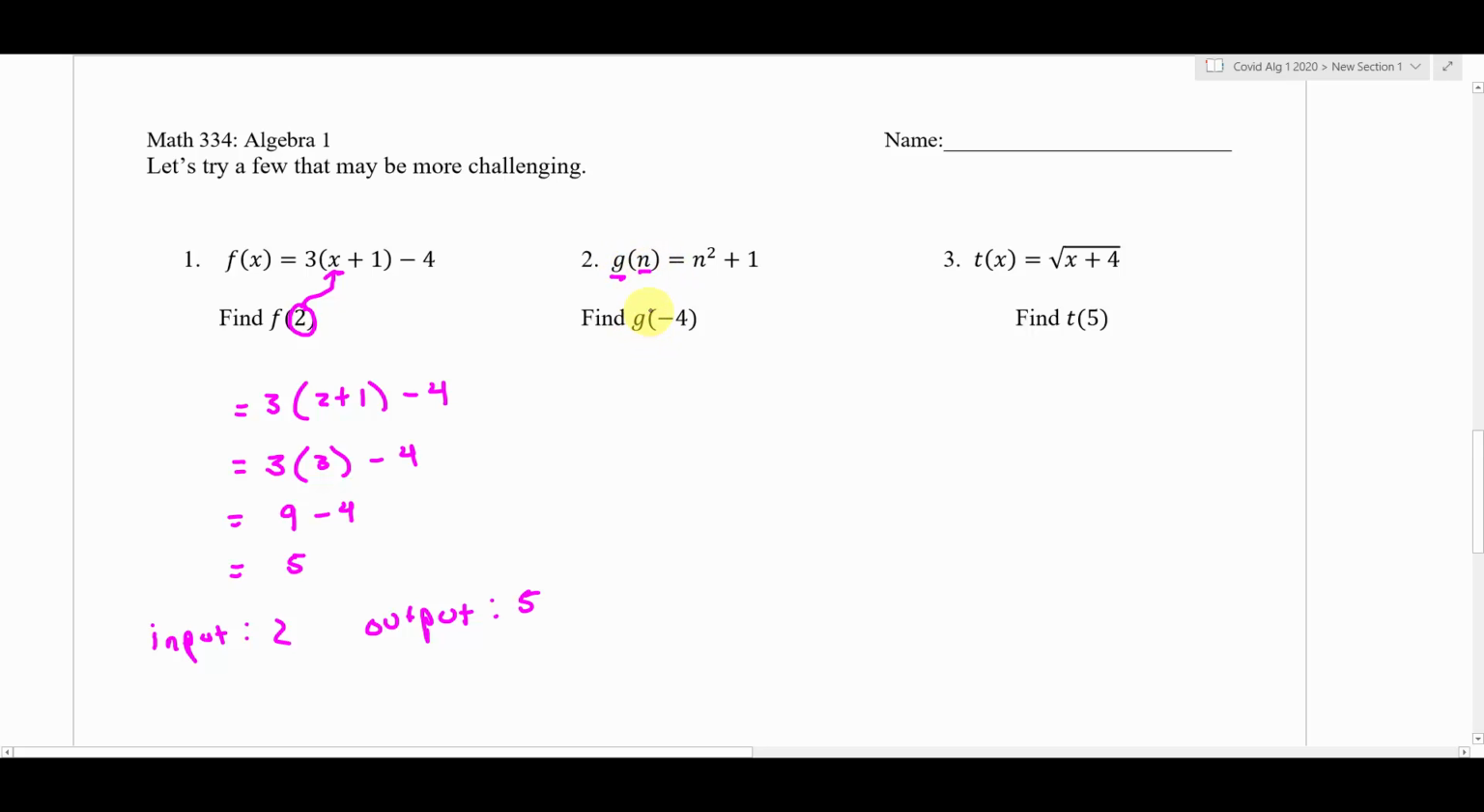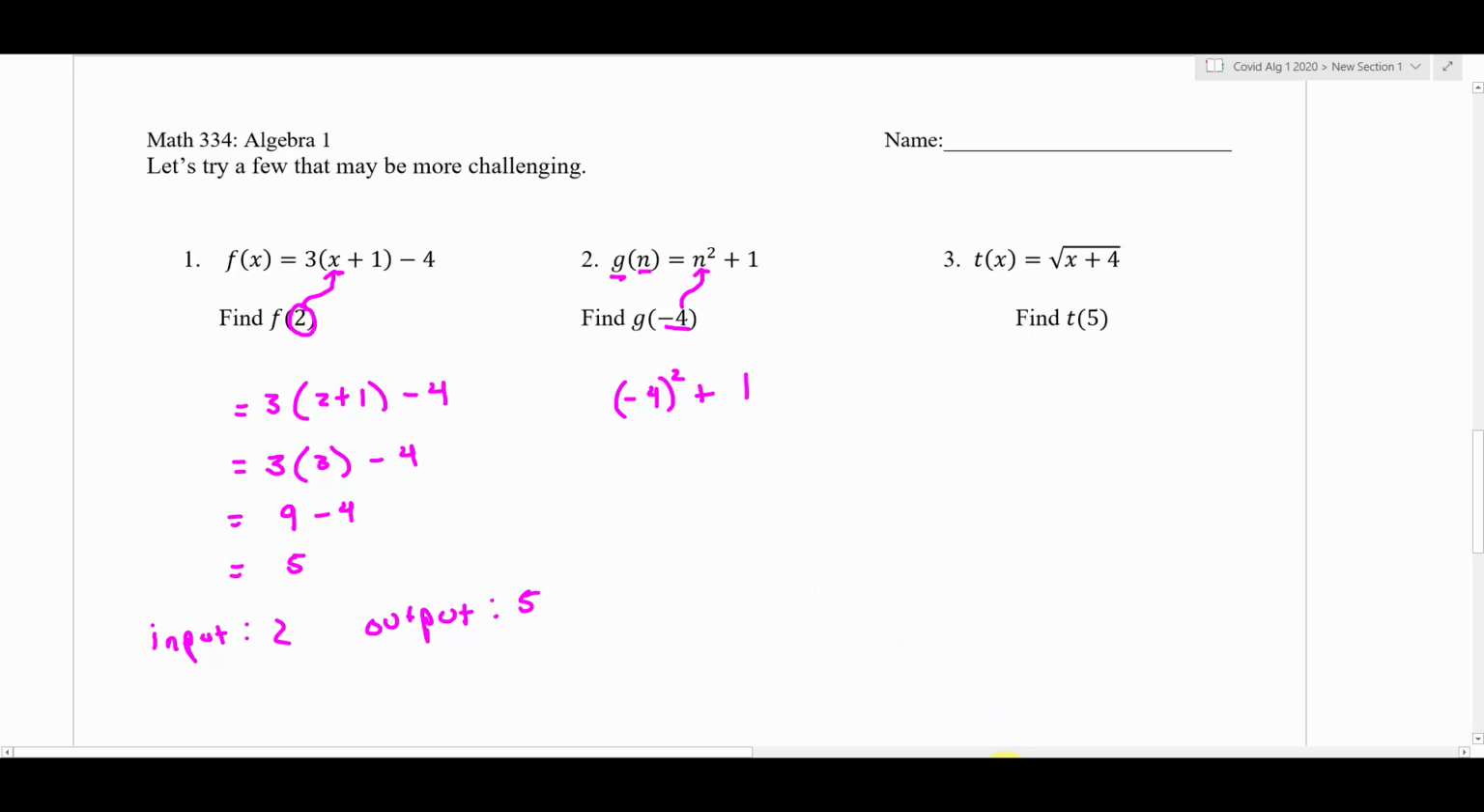It tells us that we are going to find g of -4. So n is going to become -4, and I'm going to be plugging that in right here. I've got -4 squared, and this is important: make sure you put this in parentheses when you go to your calculator. And then we still have plus 1. So that n got replaced with -4, it's going to be squared, and then we're going to add 1.